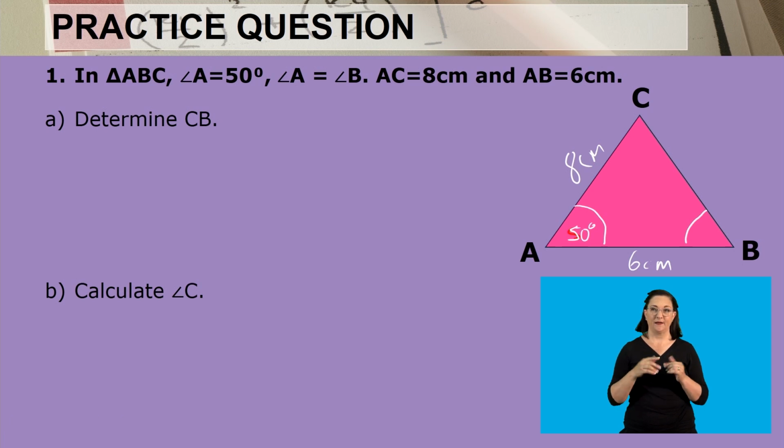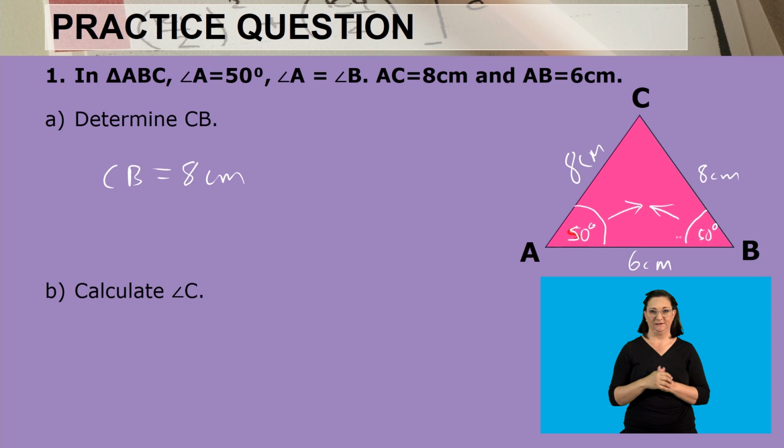We determine line CB. If angle A is 50 degrees, that means angle B is also 50 degrees. And again, opposite sides, if this side is 8 centimeters, that means this side is also 8 centimeters. So CB equals 8 centimeters. That means this is an isosceles triangle. And then calculate angle C.